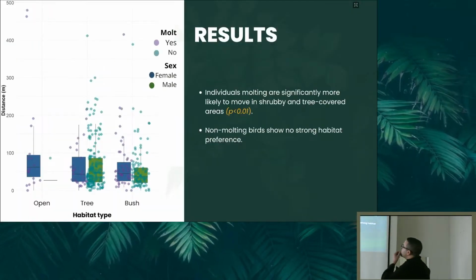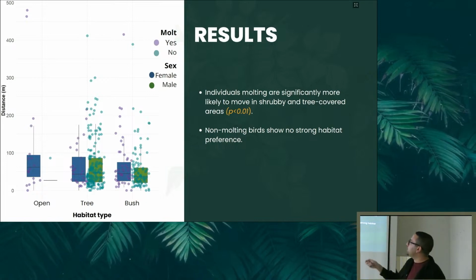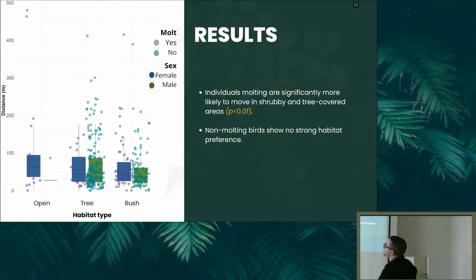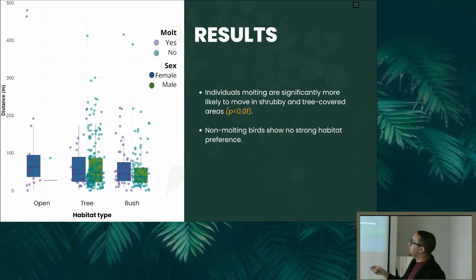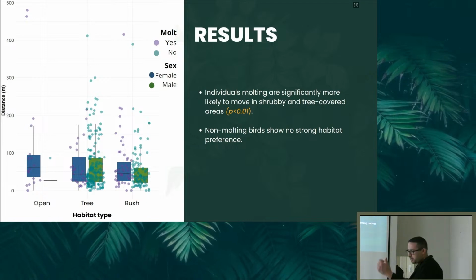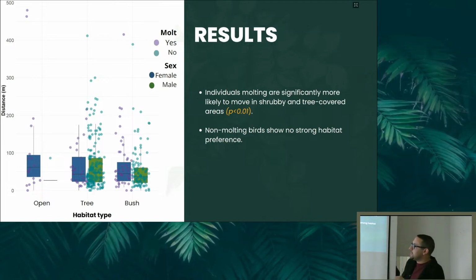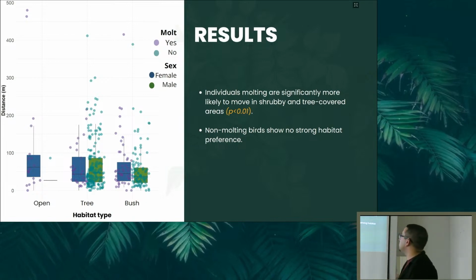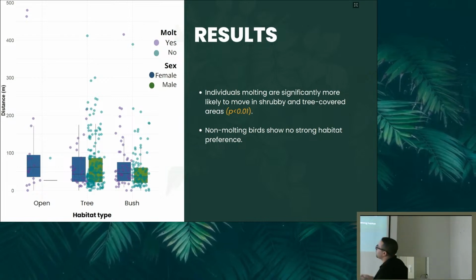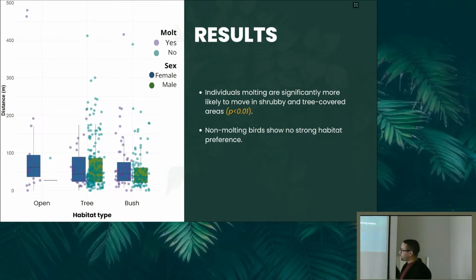Okay, in this result, we could see it now. We took out age and we included molt, again, actively molting at the time of capture, and sex on habitat type and the distances they moved. And we could find, similarly to the first result, that those molting birds not only move less, right? They had shorter distances traveled, but they prefer more vegetated areas, tree cover areas or bushes compared to habitat types.